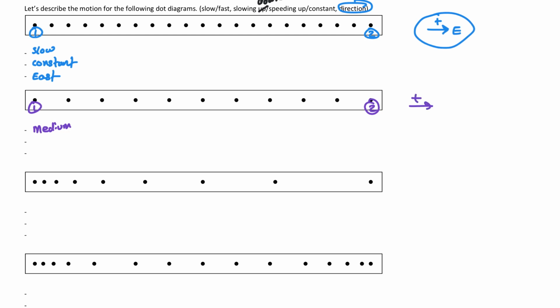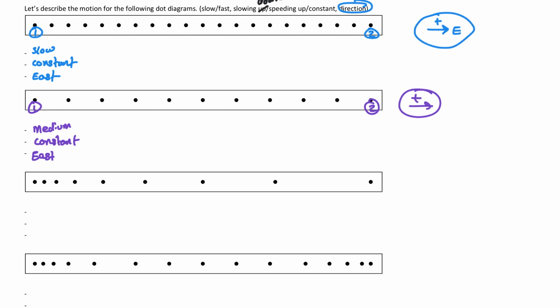Taking this side to be positive again, we know that it's moving east from 1 to 2. And also, is it constant? Well, it's not changing. The distances here are all the same. So in this case, we have a constant speed. Now in the next one, you can try this one out on your own, and then we can cover it.